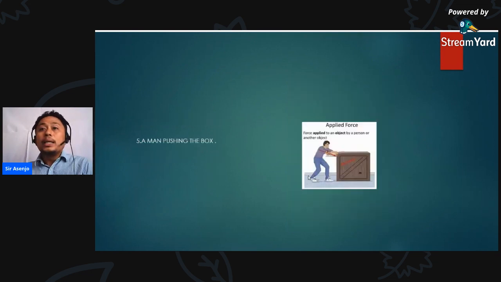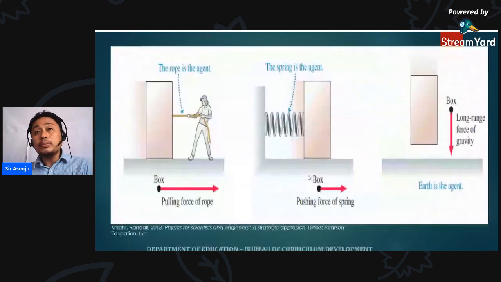Good job. Now, last, we have number 5, a man pushing the box. We're focusing on applied force. Okay. Applied force is force applied to an object by a person or another object. That's the meaning of applied force. What do you think? What type of force is this, non-contact or contact? Good job. This should be contact force. Applied force is an example of a contact force.